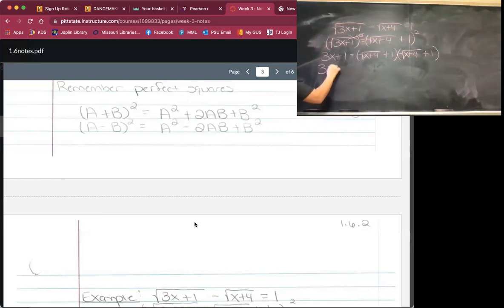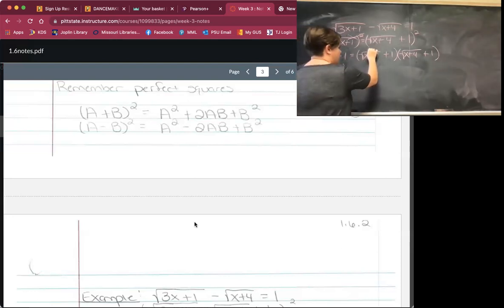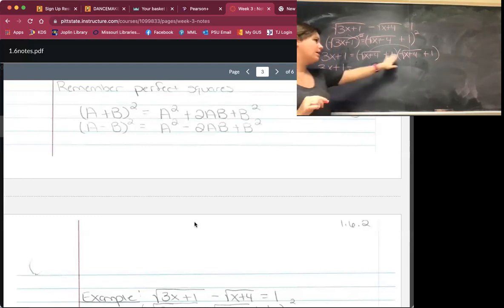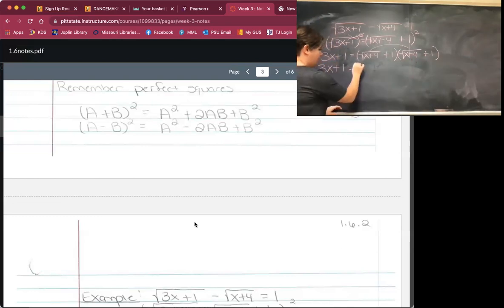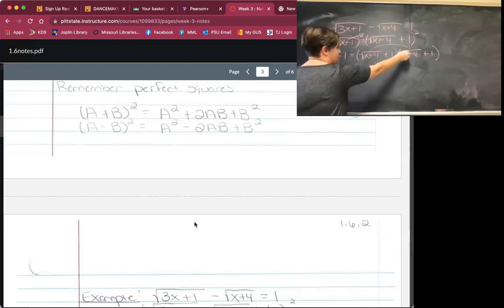So on the left, I have 3x plus 1. Now on the right, I'm going to FOIL. I do my first. So I have the square root of x plus 4 times the square root of x plus 4. Well, I'll write it out the long way. That's the square root of x plus 4 squared. So notice that that's going to go away. The square does eliminate there, but I can do that in the next step. So that was my first.